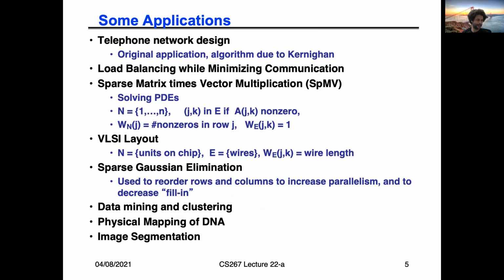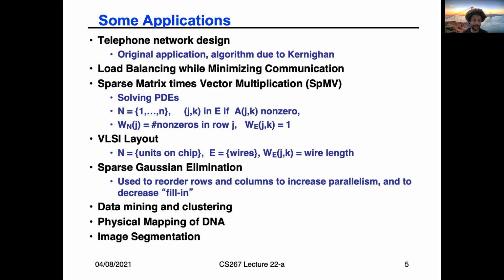The original application is due to Kernighan. If you care about the history of computing, you can look up his name. He wrote the book about C. He's the K in the AWK tool you might be using for text processing in Unix. He coined the name Unix and various other things. In fact, one of the prominent heuristics we're going to go over later this lecture is due to him and Lin. So load balancing and minimizing communication is the primary motivation for our purposes.